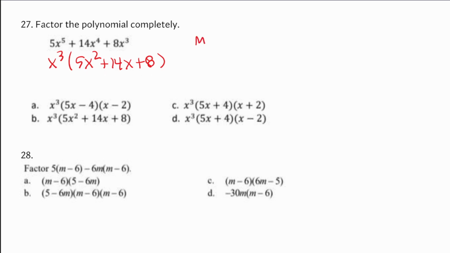If I multiply the first and last numbers, I would get 40. And think to myself, are there two numbers that multiply to 40 and add to 14? Yes, 10 and 4. So I'm going to go over here and I'm going to split the 14x up into 10x and 4x.